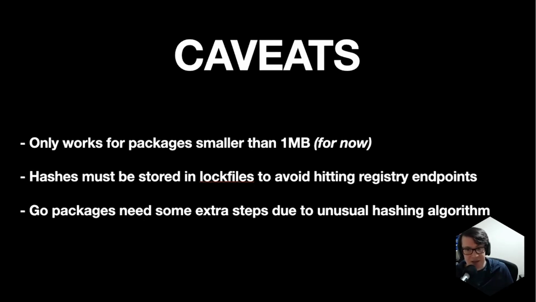There's a few caveats. The packages have to be smaller than 1 megabyte in size for NPM. This isn't too much of a problem because maybe 98% of packages are less than a megabyte. There's only some large ones that contain bins and big images and things that don't work yet. We can just fetch those from the registry and then announce them over PubSub in the way that it was already working. Hashes need to be stored in lock files.